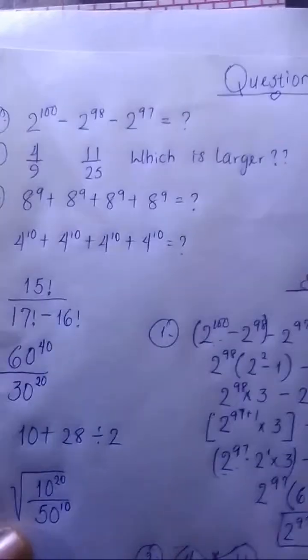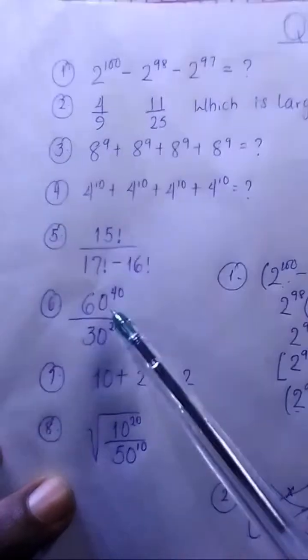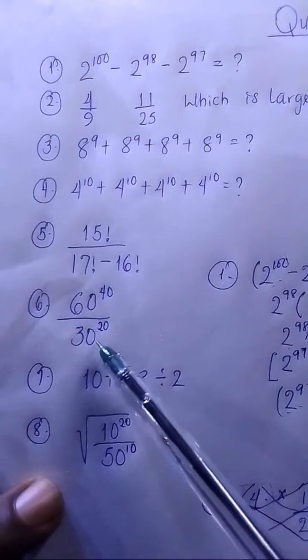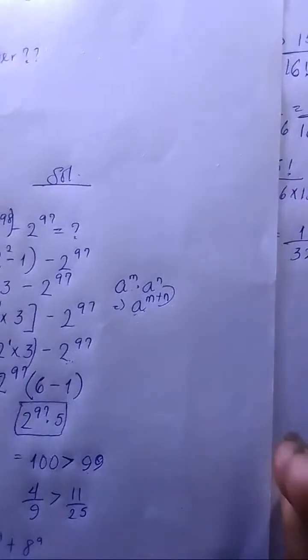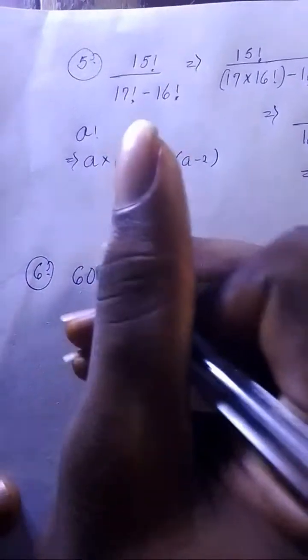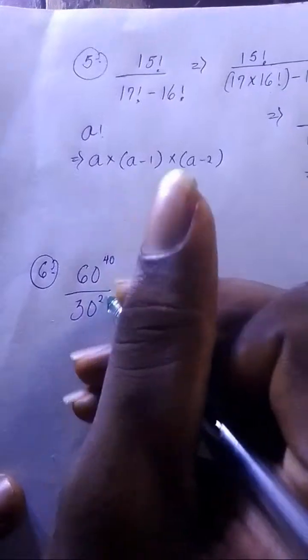Number 6 question here, which is 60 raised to the power of 40 divided by 30 raised to the power of 20. So let's go. How do we do that? Number 6 here: 60 raised to the power of 40 divided by 30 raised to the power of 20.